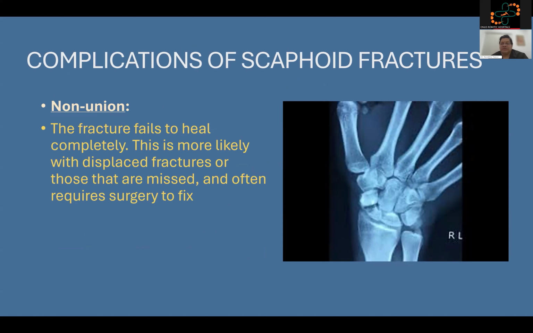So non-union, why does non-union happen? Non-union is most common in scaphoid fractures because there is only one artery supplying it from the distal to the proximal pole. Whenever there is a fracture in the scaphoid, and when the fracture is more proximal, the chances of non-union are very high. When there is a fracture, there is no blood supply to the proximal pole, which leads to the non-union.